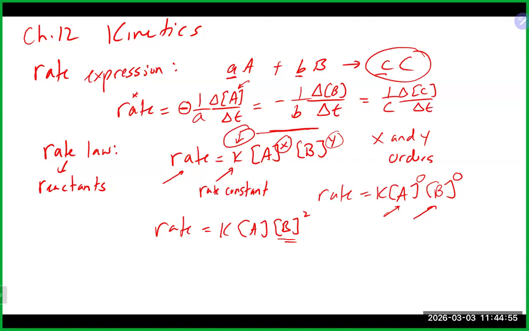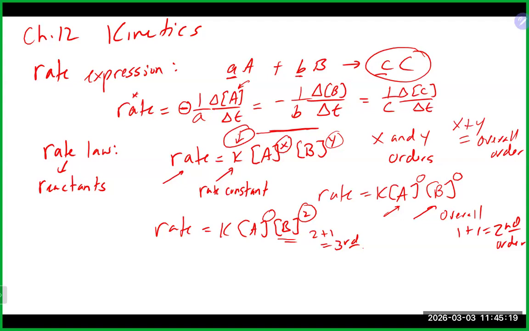Now, we also talked about that if you add up the individual orders here, that'll give you the overall order of a reaction. So in this particular case, the overall order here would be 1 plus 1, which would be a second order reaction. Over here, it'd be 2 plus 1, and it would be a third order reaction in this particular case. First off, any questions on any of that stuff we talked about last time?